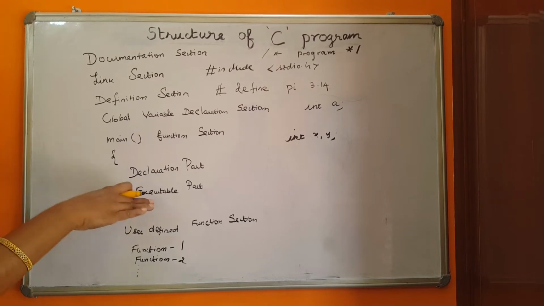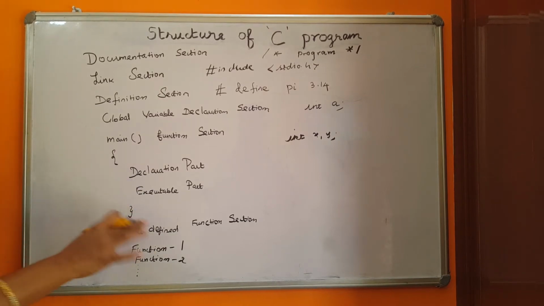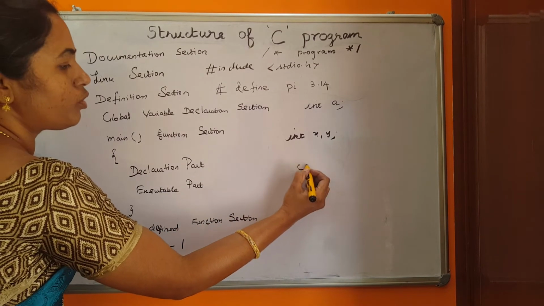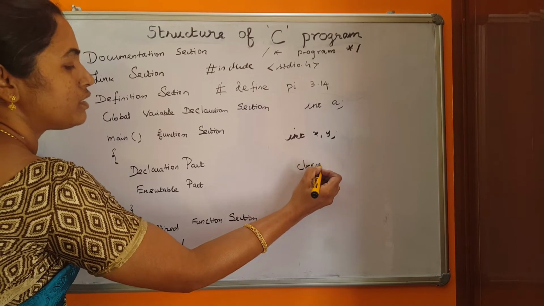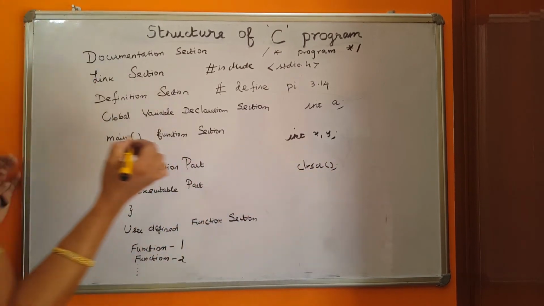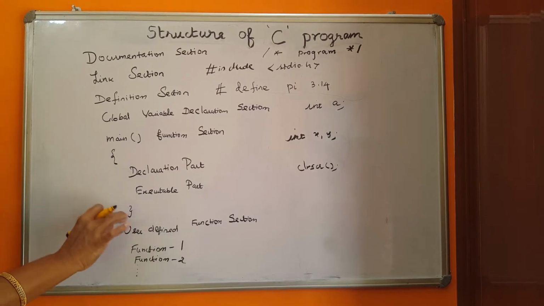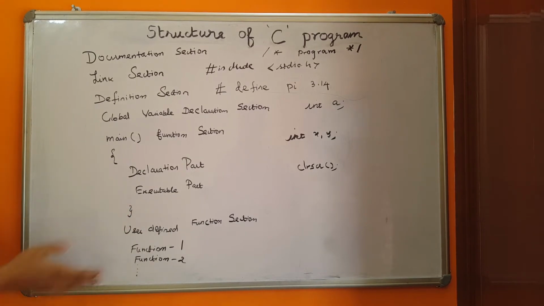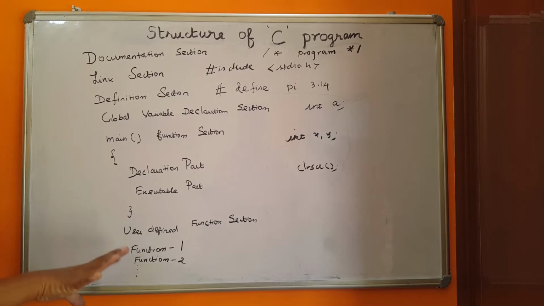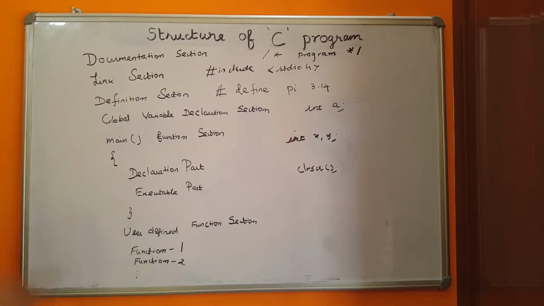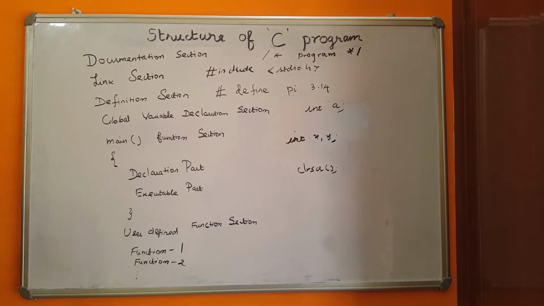Then executable part is started in main function. Usually the first executable statement is clrscr. It is used to clear the output screen. The main function is ended with closing brace. Then user defined functions are defined in the last section. This is the structure of C program.